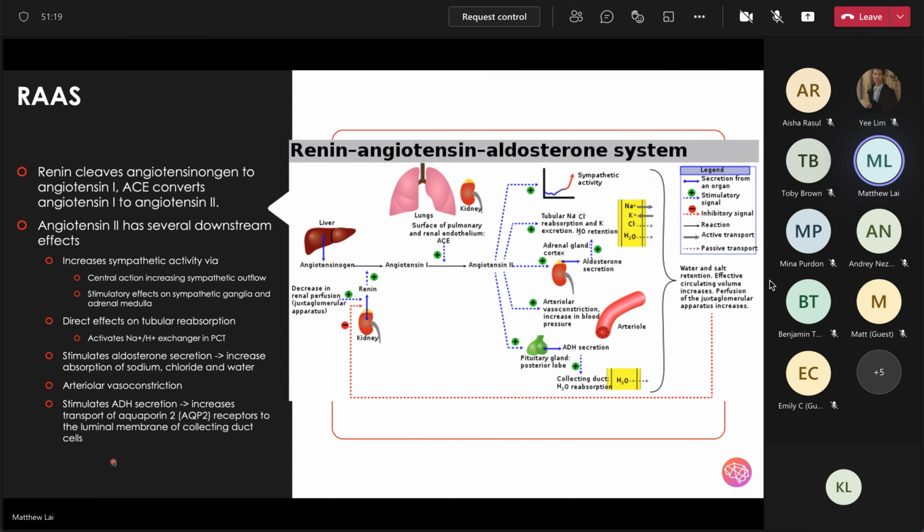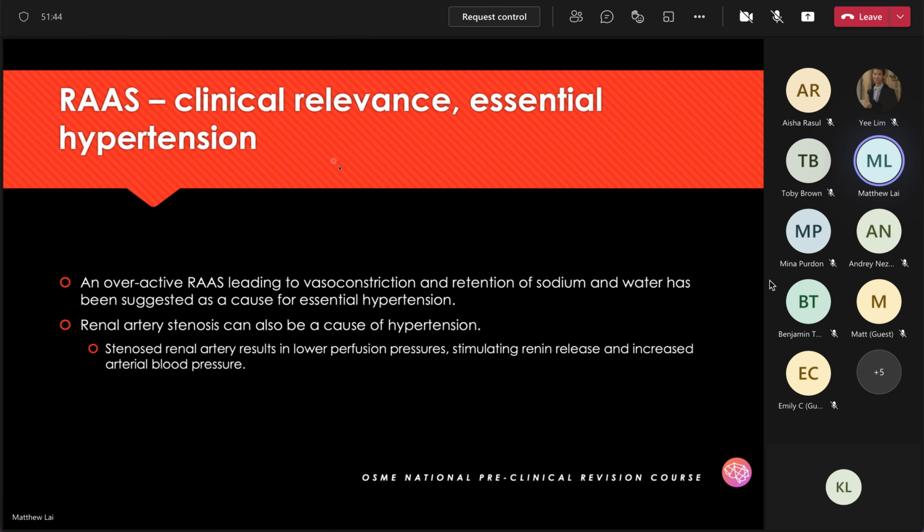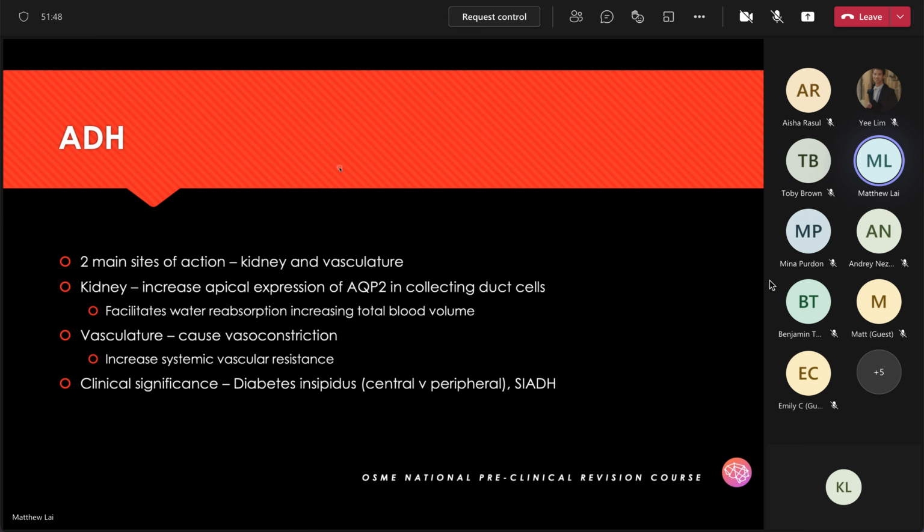So renin cleaves angiotensinogen to angiotensin I, which becomes angiotensin II, and it exerts all these effects downstream, which I'm going to let you read. But I'm going to draw your attention to aldosterone, vasoconstriction and ADH secretion. And here's some clinical relevance, which you can read in your own time.